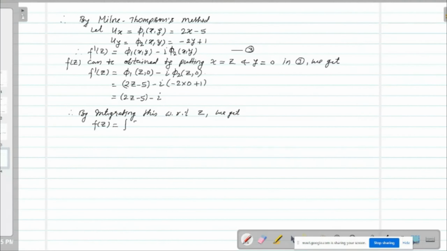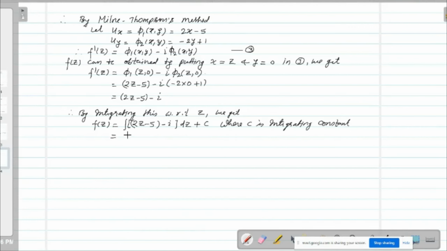Integrate this: 2z minus 5 and minus i. We are integrating this with respect to z plus c, where c is the integrating constant. Just integrate this.